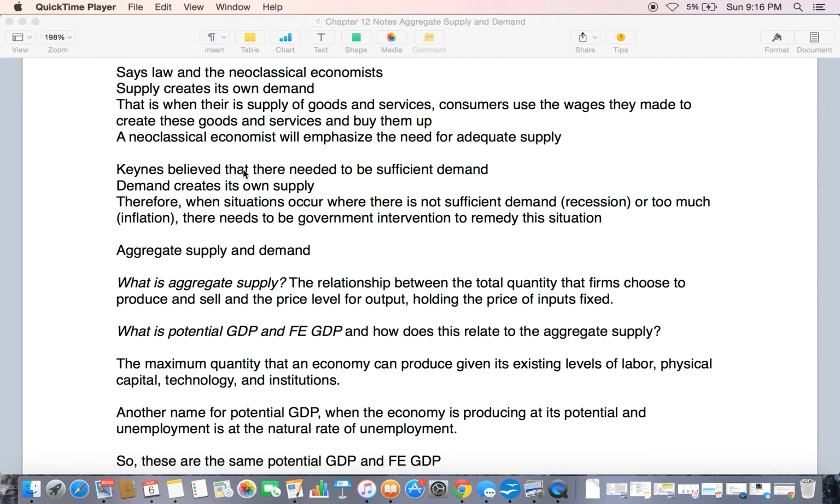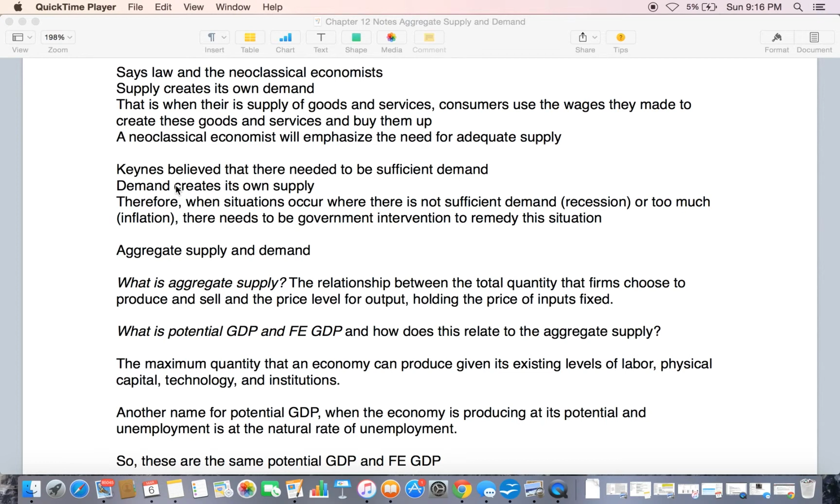Keynes, on the other hand, was someone who was studying economics during the Great Depression. So he felt that sometimes we can have insufficient aggregate demand. If we have insufficient aggregate demand, then we might have recessions, and if we have too much demand, we might have inflation. So Keynes said that demand creates its own supply. Therefore, there must be demand in place for goods and services for firms to feel the need to increase their production of goods and services, or if there's less demand, decrease their production of goods and services.